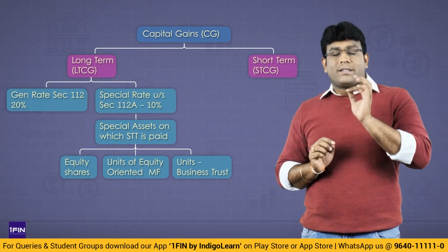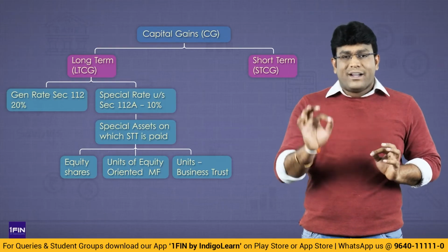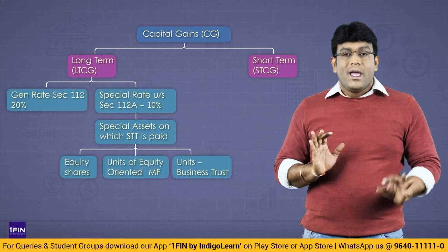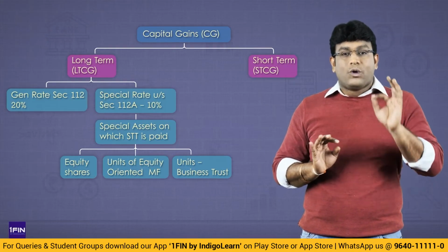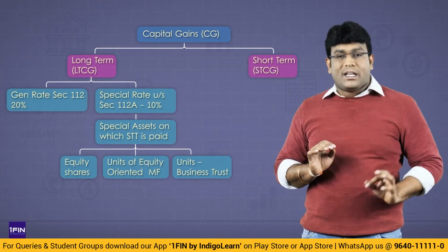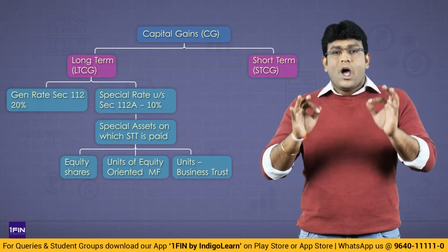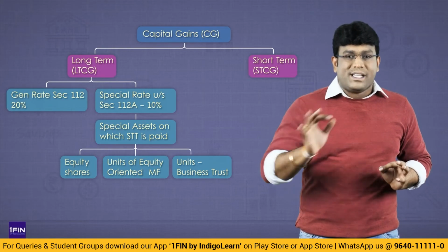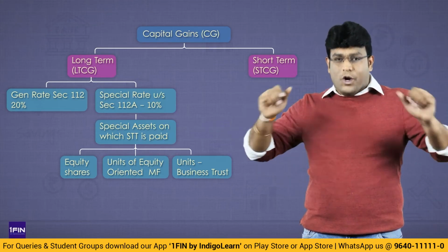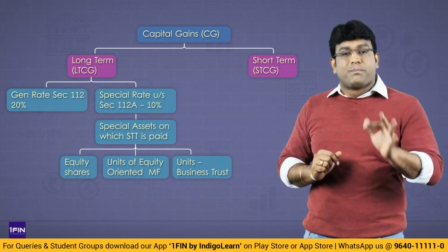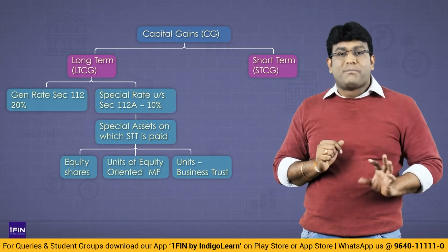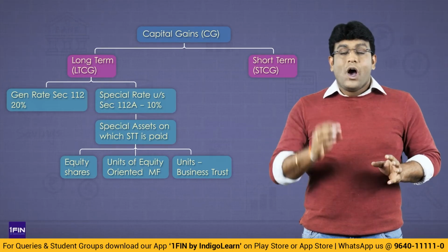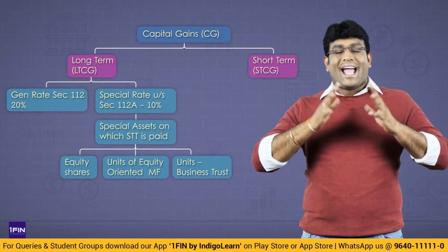So if there is a long-term capital gain on sale of building, then 112A cannot apply. What will apply is 112, general rate 20%. Because 112A will apply only if there is a long-term capital gain on sale of equity shares or units of equity-oriented mutual fund or units of business trust through recognized stock exchange on which STT is paid. Then only this section will apply. And that too the tax rate is just 10% on amount exceeding 1 lakh.